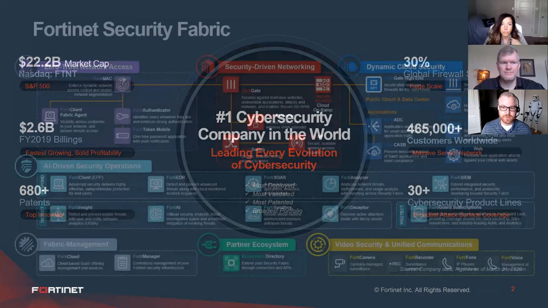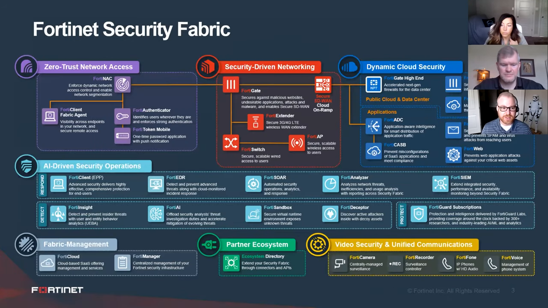We also do infrastructure. Like I said, we'll talk about SD branch, zero trust network access, things like NAC and client and two-factor authentication. We do cloud security. We do AI-driven security operations. So things like EDR for ransomware protection, AI for detecting advanced threats, SOAR for security orchestration, and sandbox, of course. And then we give you an easy way to manage it with our security fabric. So the fabric not only allows you to manage and integrate Fortinet products, but also allows you to bring in over 300 other vendors' products and share security intelligence.